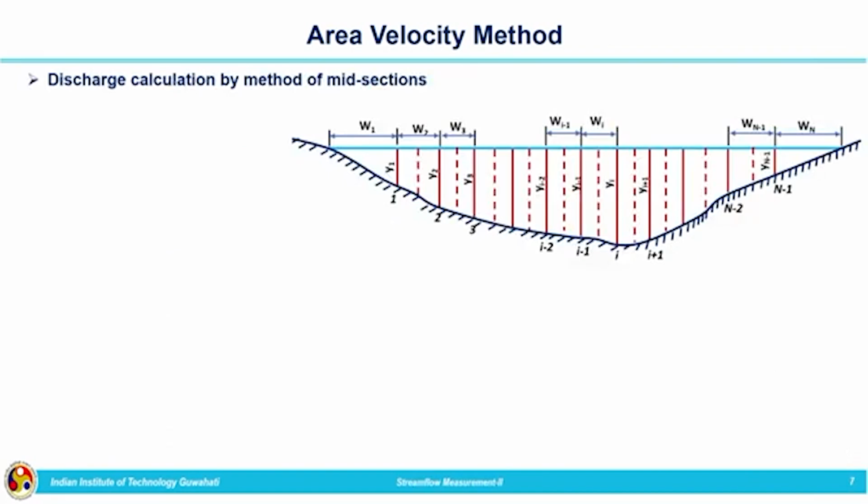So, now we will move on to the discharge calculation by the method of midsection. Here, when you look at the subsections, except the first and last, each subsection can be approximated to a rectangle. So, area can be calculated by multiplying the depth and the width. The velocity corresponding to each segment is measured, and you can calculate the discharge in each segment by multiplying velocity and the area. Area can be calculated by considering it as a rectangle.